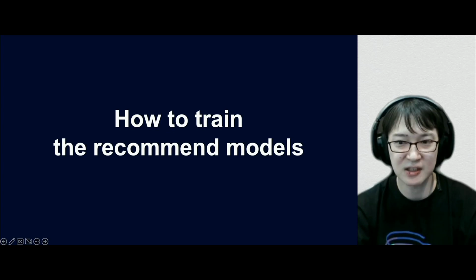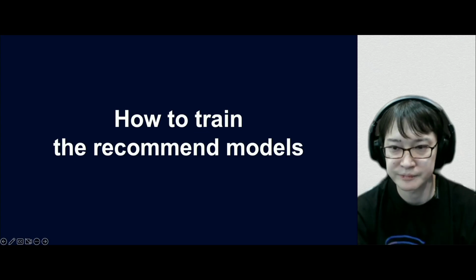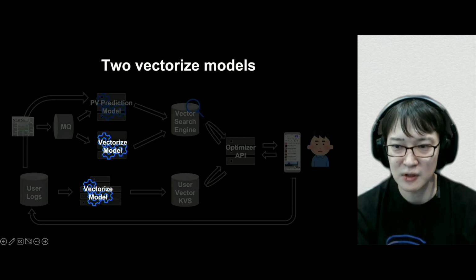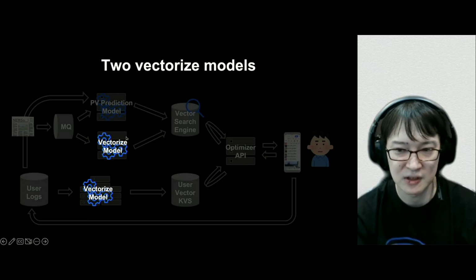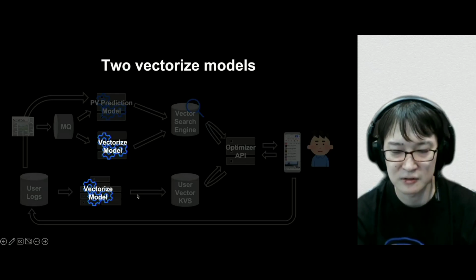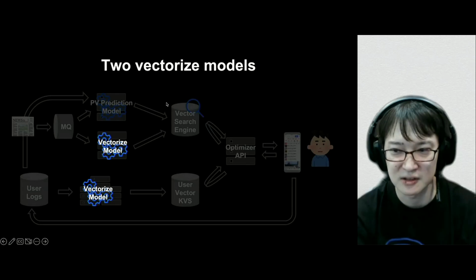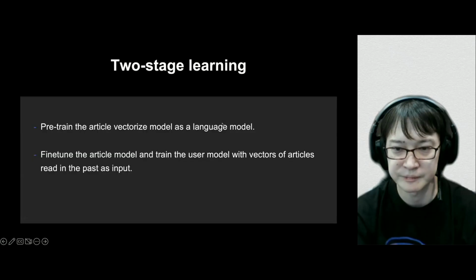Next, I'll discuss how the machine learning models used in the system are trained. Although three models are depicted in the overall diagram, we will focus on the two models that extract feature vectors. These are the model that vectorizes articles and the model that vectorizes users. They need to be trained simultaneously because eventually the user vector needs to be able to retrieve article vectors using the user vector as a query.